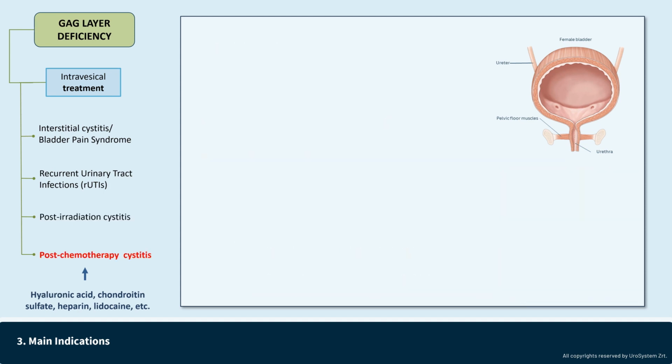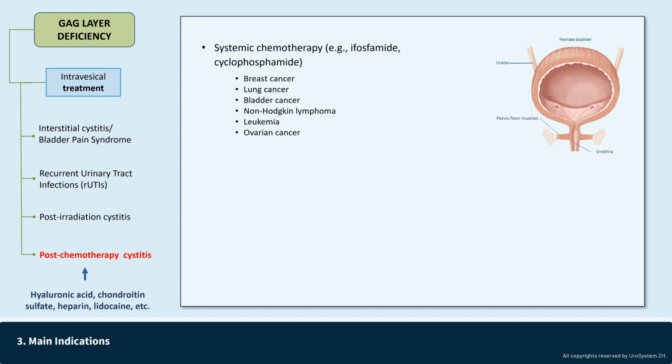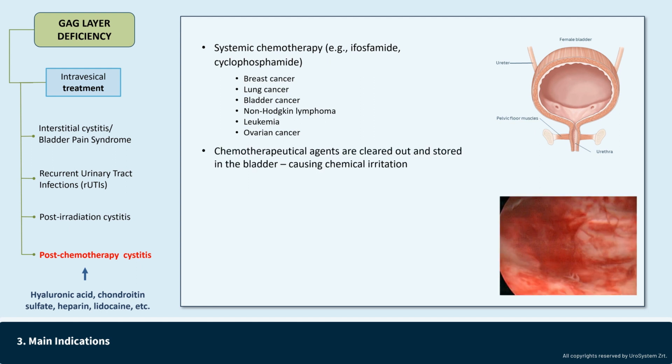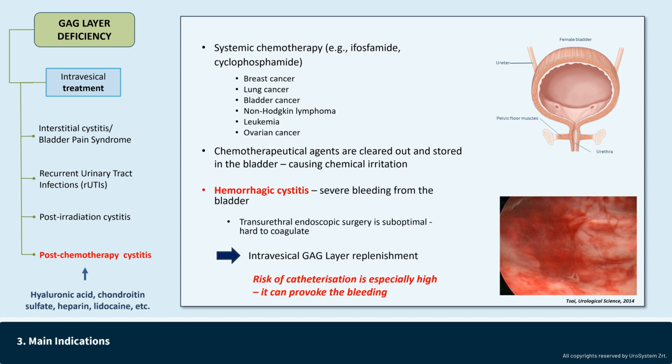Post-chemotherapy cystitis is a condition very similar to post-irradiation cystitis. When patients undergo systemic chemotherapy for various types of cancer, cytotoxic chemotherapeutic agents are cleared out through the urine and stored in the bladder, and this may cause strong chemical irritation, inflammation, and chemically induced gag layer deficiency. Due to the strong inflammation and damage to the bladder wall, the chance of spontaneous bleeding is high also in post-chemotherapy cystitis. Therefore, it is also often referred to as hemorrhagic cystitis.